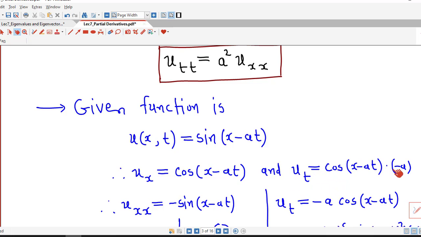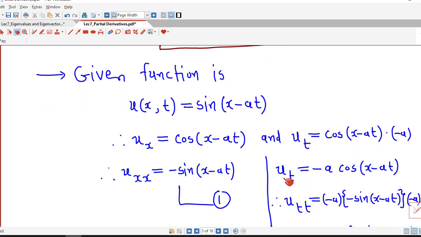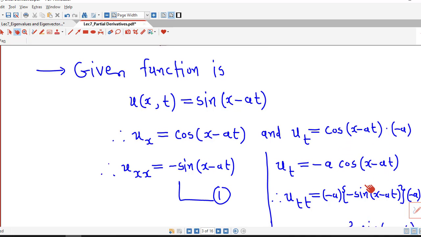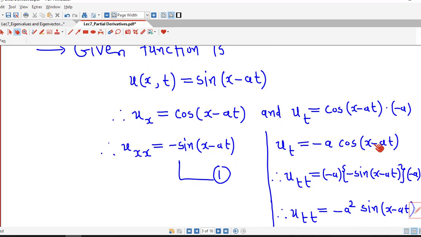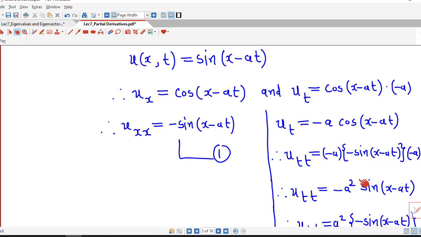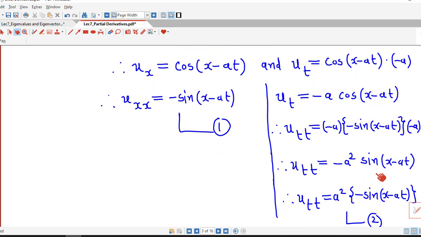Same thing here, we differentiate del u by del t with respect to t. Before that we have written del u by del t in this way, minus a times cosine of x minus at. So if we differentiate this with respect to t, we consider x as constant, and first we write minus a as it is constant. Derivative of cosine function is minus sine of x minus at into partial derivative of x minus at with respect to t, which is minus a, and this minus a into minus a will be a square, and we write this negative sign here, minus a square sine of x minus at.